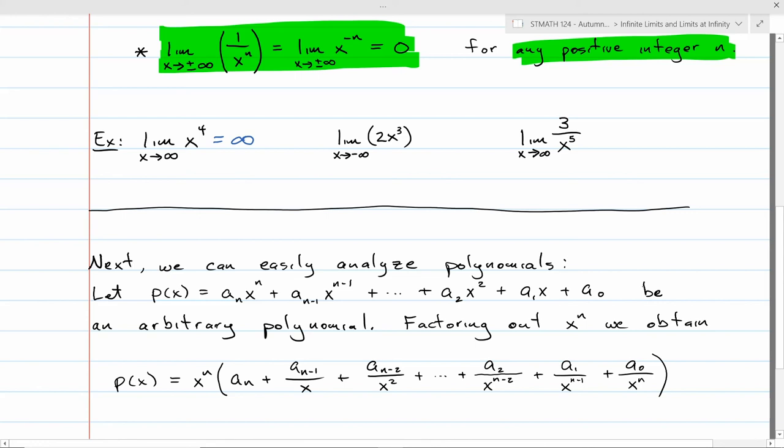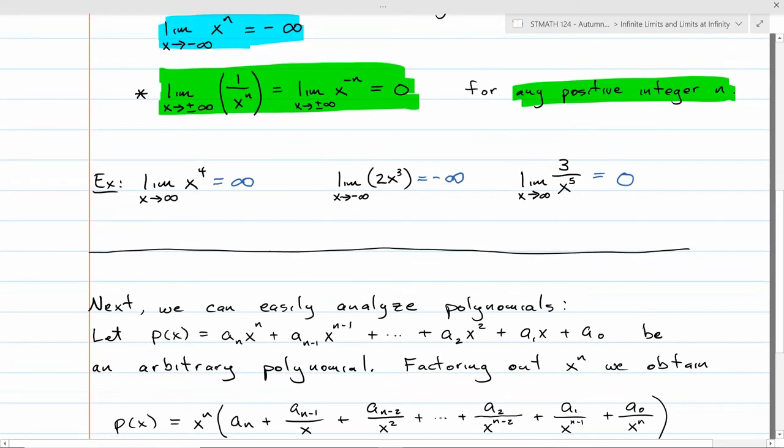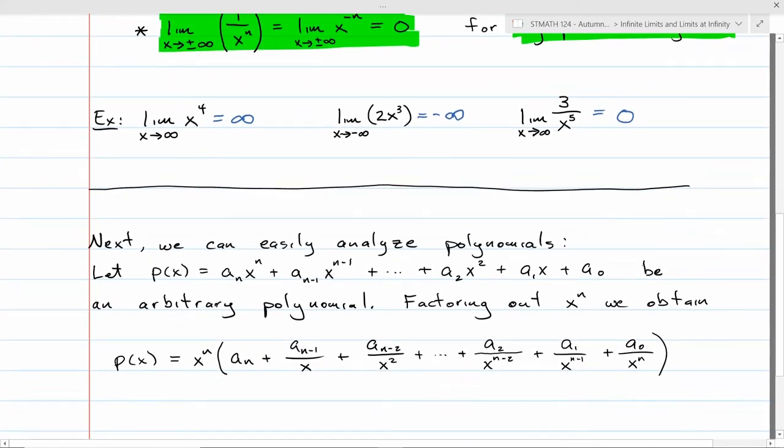The second one, take a really big negative number, cube it, that's going to be an even bigger negative number. Multiply it times 2, that's still a big negative number, so you get negative infinity here on the second one. And the last one, it's saying, take a really big positive number, put it into x to the fifth, and you get this gigantic number, and then divide that into 3. Well, you're taking 3 and dividing by a gigantic positive number, you're going to get something very close to 0. So the limit there is 0. So these little atomic nuggets here are pretty easy to analyze.